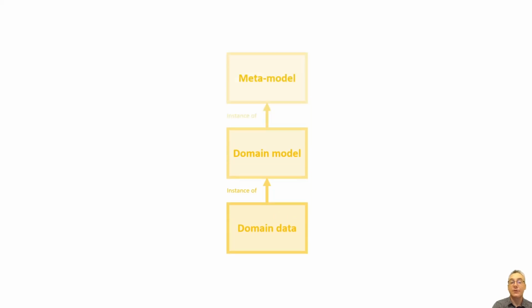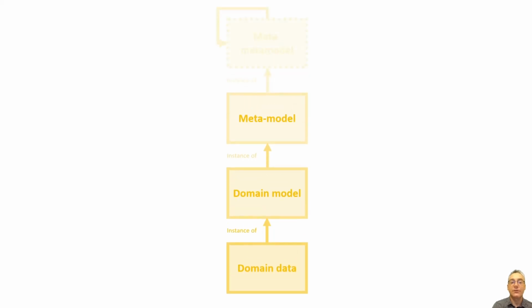So at the first and most concrete level, we have so-called domain data, which represents actual real-world datasets. Above this, we find a domain model, which describes the structure of the domain data and defines how it is organized. One level of abstraction higher, a meta model defines the rules for creating domain models. It establishes the standards and constructs used to describe statistical data structures.